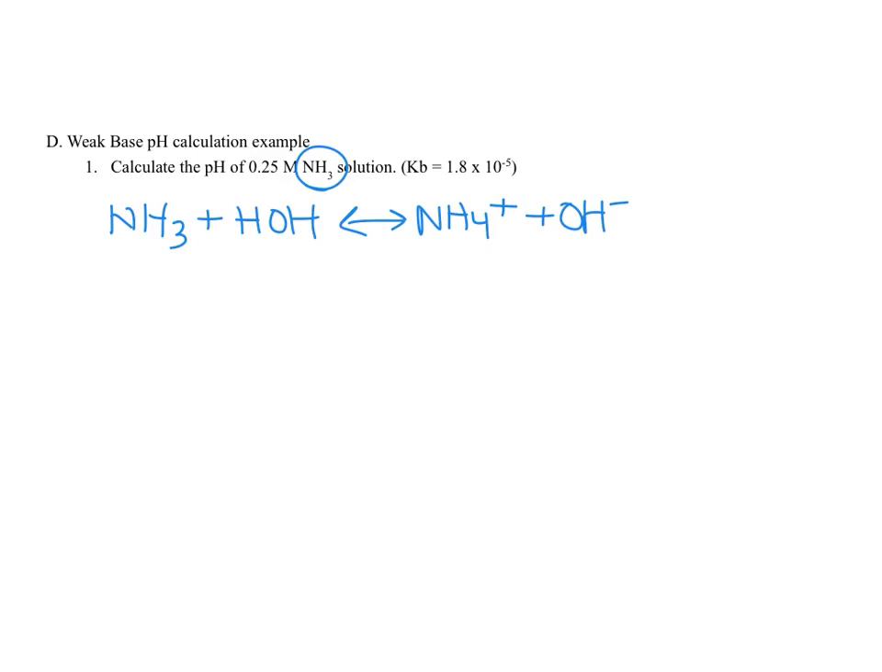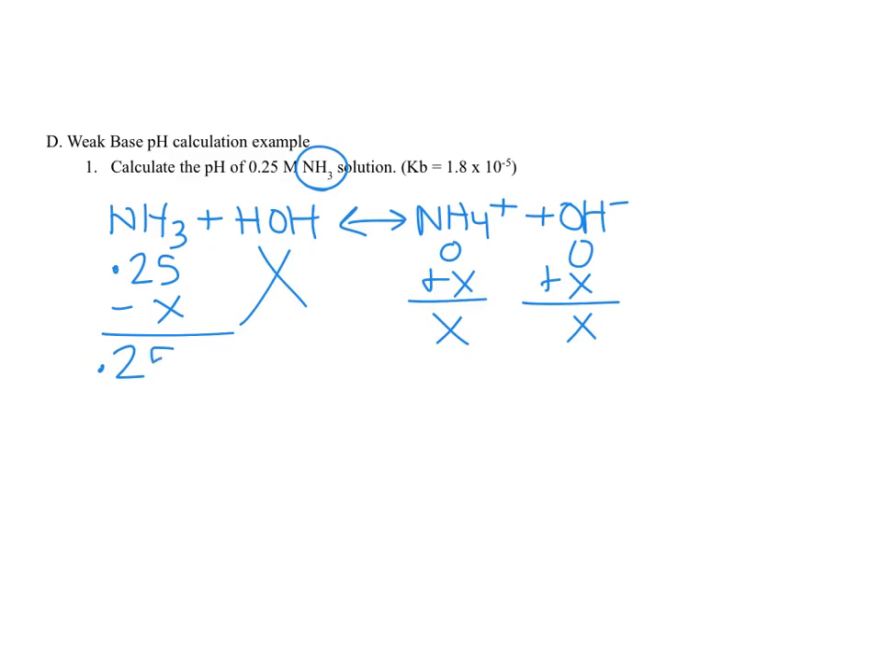So just like we used an ICE table for our weak acids, we're going to use ICE tables for our weak base also. My initial concentration is 0.25. Water I don't include in my ICE table. I have 0 plus x is x, 0 plus x is x, minus x here. And since x is so small, I can disregard that in my K expression.